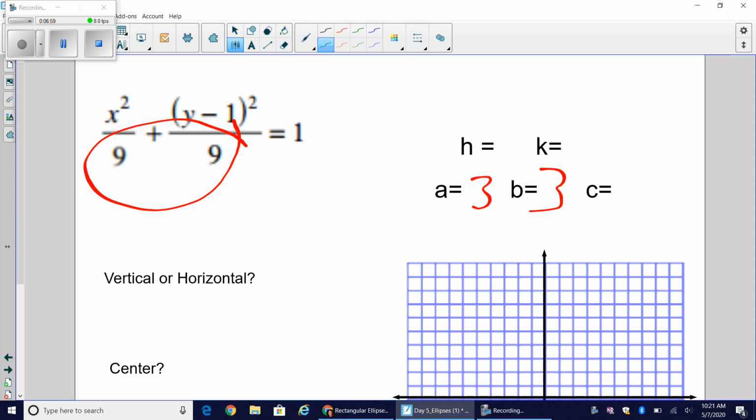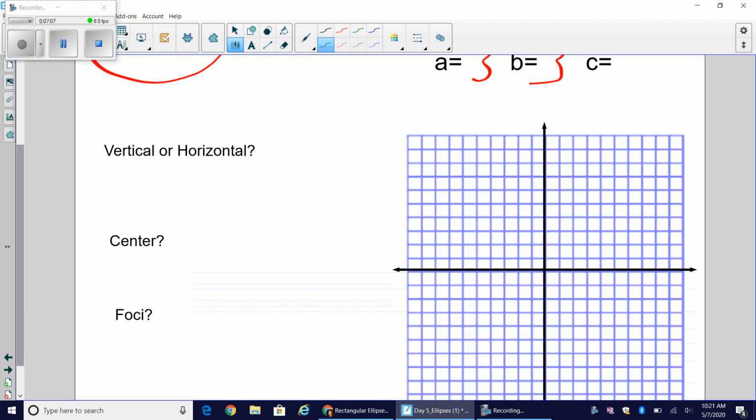Well, think about what happens if the vertices and the co-vertices are the same distance from the center. And by the way, the center here, we still have nothing with the x, so the center is a 0. My k value is a 1. If I'm counting in each direction from 0, 1, I'm counting 3. That means I'm going to go out 3, I'm going to go up 3, left 3, down 3. You've probably guessed it. This is going to make a circle.